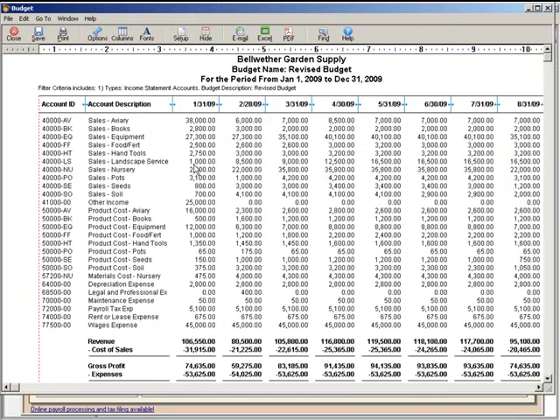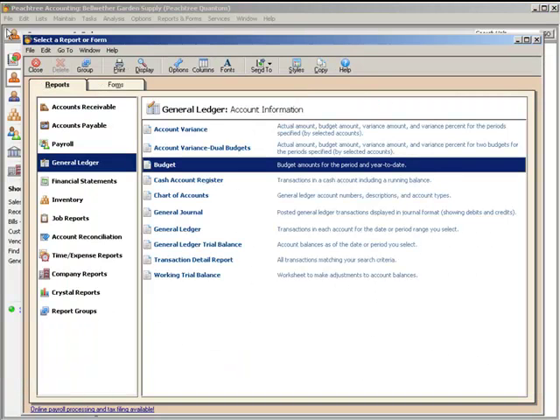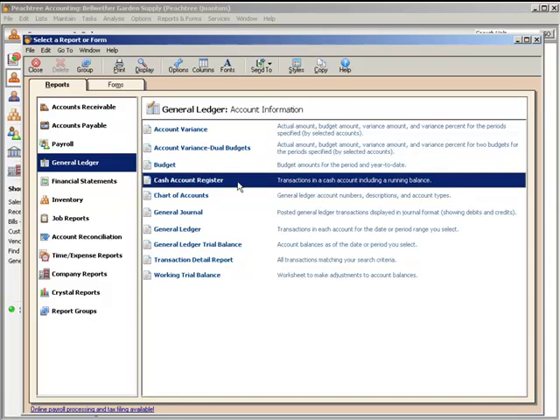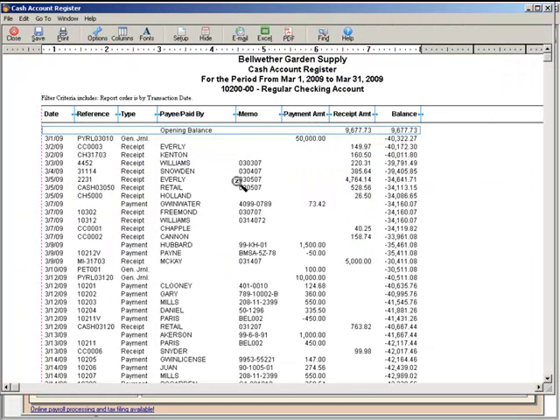First, the budget report lists period and year-to-date budget amounts for each account. This report is available in all versions except for Peachtree First Accounting. The cash account register lists all transactions in a cash account along with a running balance.